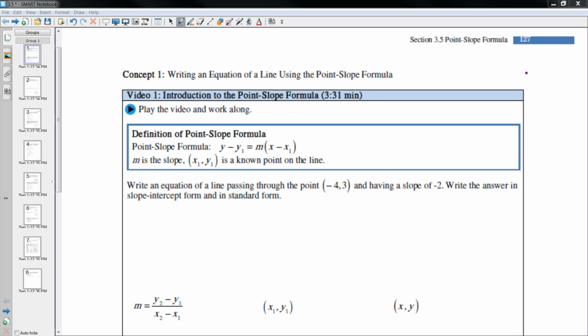Hi everybody, I'm going to be talking to you today about the point slope formula. This is from our graphing chapter, and it's really the last part of graphing that we need to know.